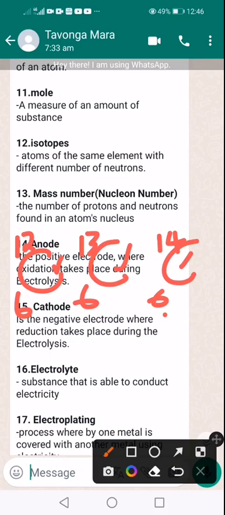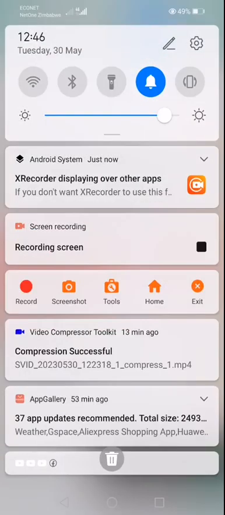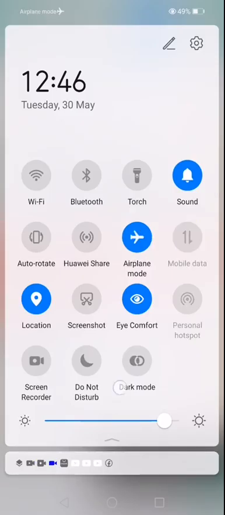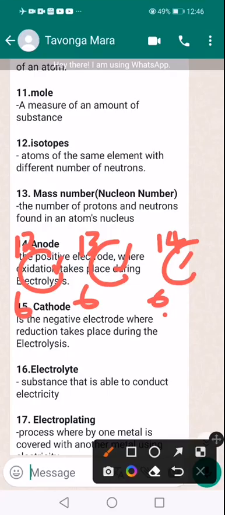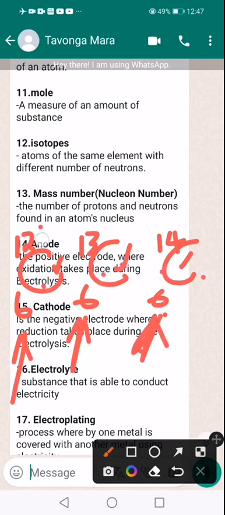You can add this definition: with a different number of neutrons and also a different mass number, but with the same proton number. As you can see, this is the proton number, the same proton number and the same element, carbon. But they differ in mass number: 13, 12, 14. And also they differ in neutron number.